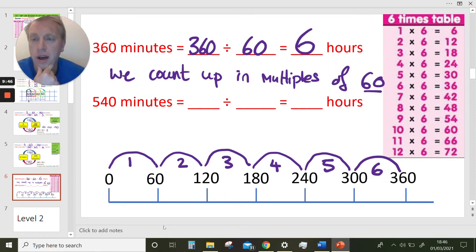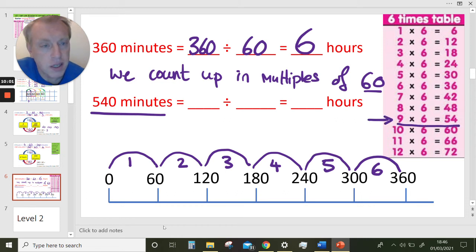Oh no, what about this one? 540 minutes. My number line doesn't go all the way up to 540. Remember the 6 times table. It doesn't need to. 9 times 6 is 54.